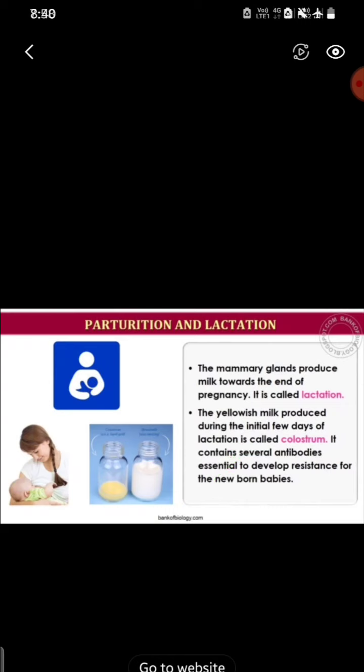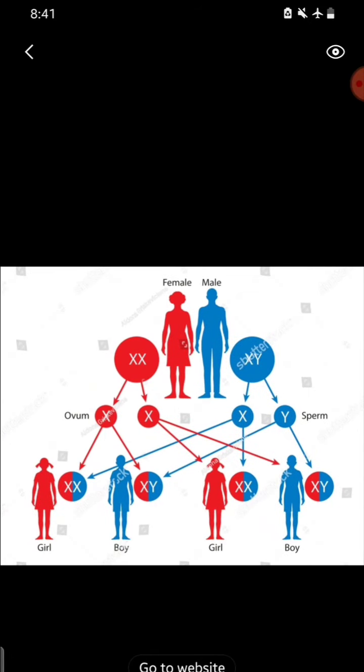Newborns are very sensitive. For the first time they come out of the mother's womb, and to adapt to the external environment is very difficult for the newborn. So to adjust and to build the immunity, the mother's milk at the beginning, which is called colostrum, has very essential nutrients and antibodies. Okay, so this is what I was trying to explain to you.